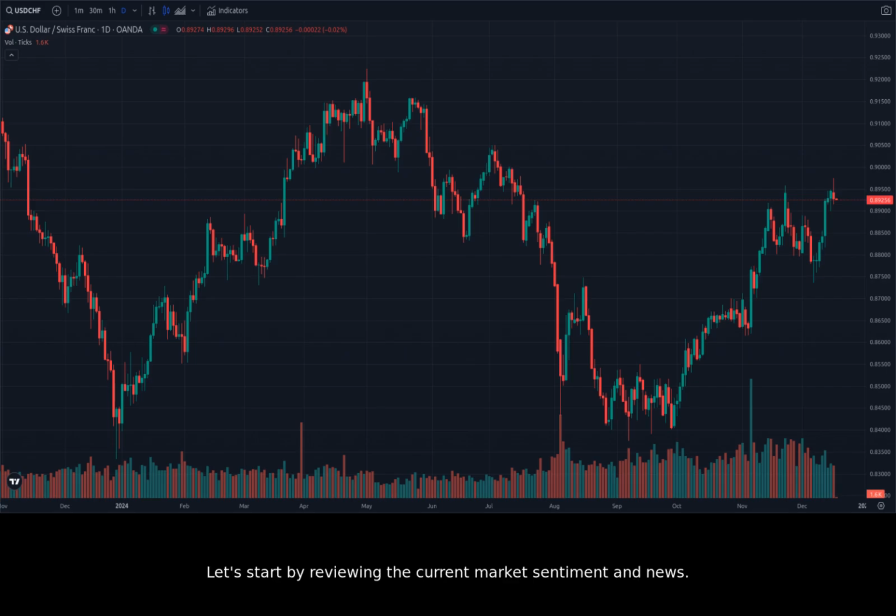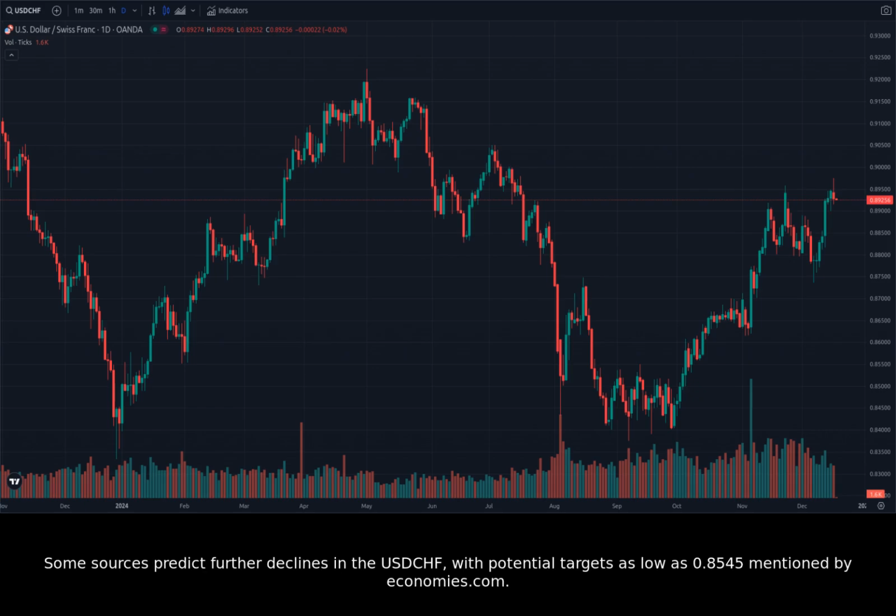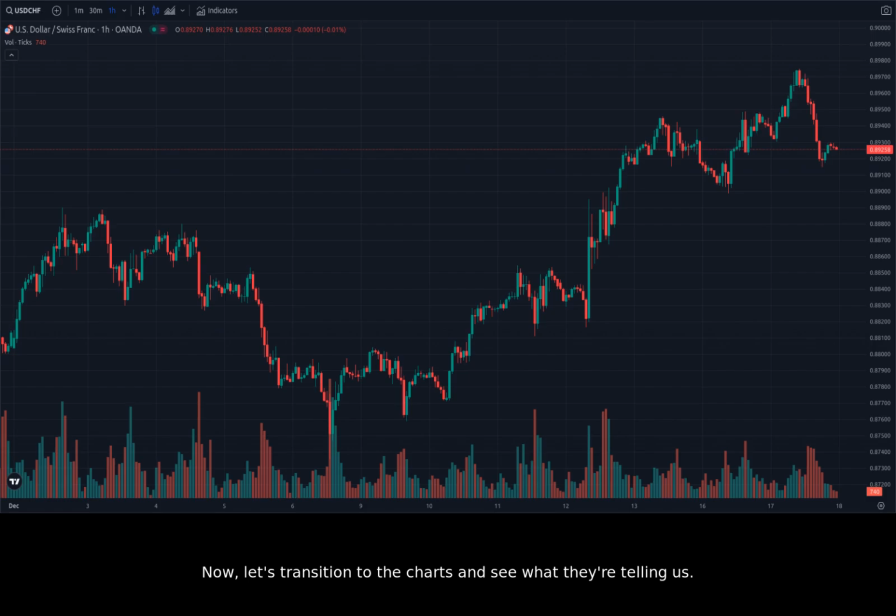Let's start by reviewing the current market sentiment and news. Recent reports suggest that the USDCHF is experiencing a bearish trend, with concerns about U.S. economic growth weighing on the dollar. Some sources predict further declines in the USDCHF, with potential targets as low as 0.8545 mentioned by economies.com. Now, let's transition to the charts and see what they're telling us.